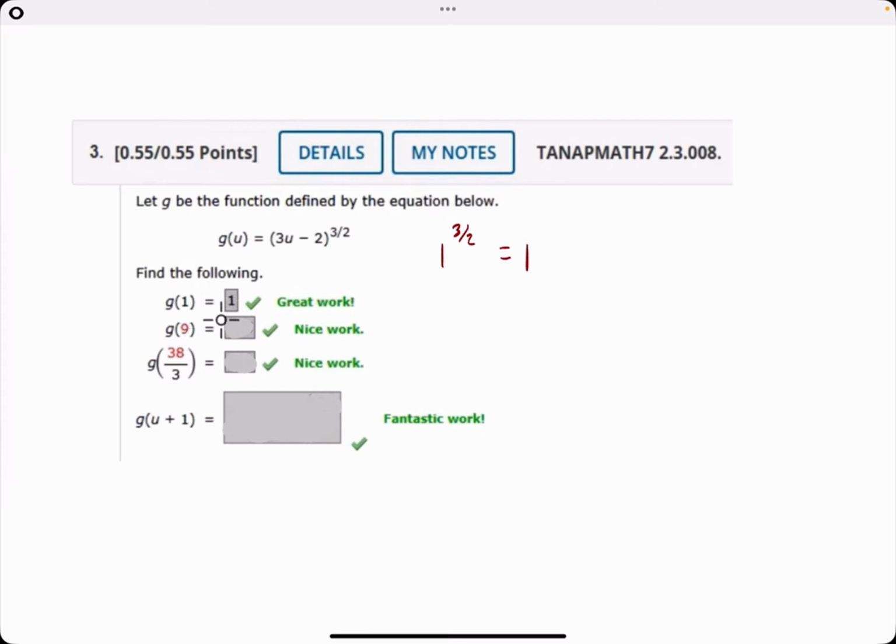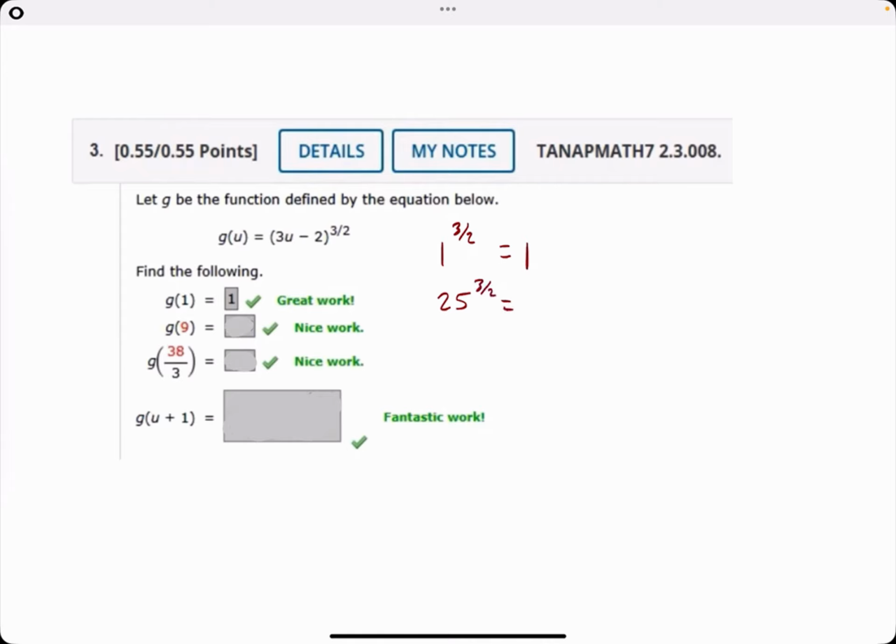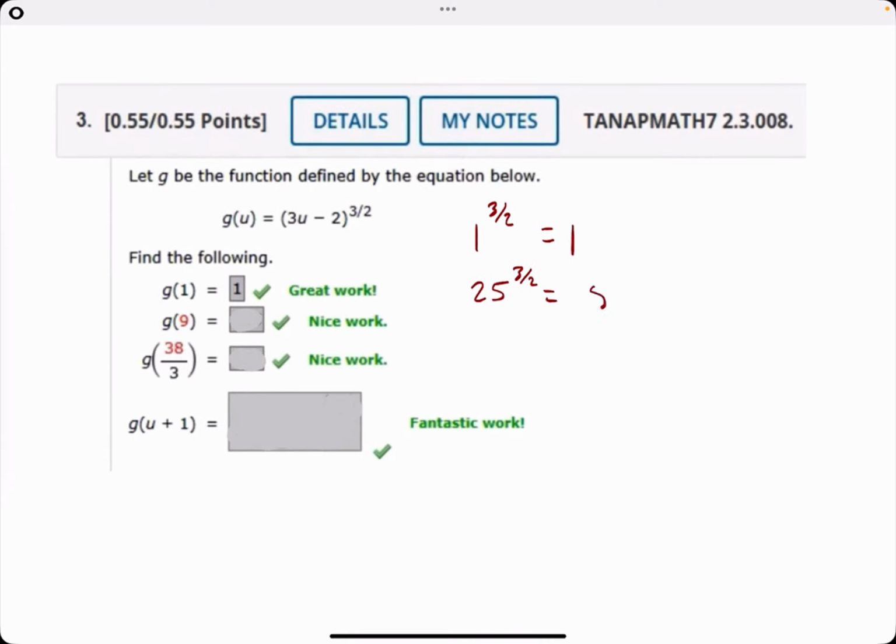G of 9, that'd be 3 times 9, that's 27, minus 2 is 25. So we have 25 to the 3 over 2. To the 3 over 2 means we're taking the square root first, and we get 5, and then we cube that, we get 125. And then 38 over 3 times 3 would be 38, and then minus 2 would be 36. So we're doing 36 to the 3 halves. Take the square root of that, we get 6, but then we're cubing that, and we get, what is it, 216, I think? Try that.